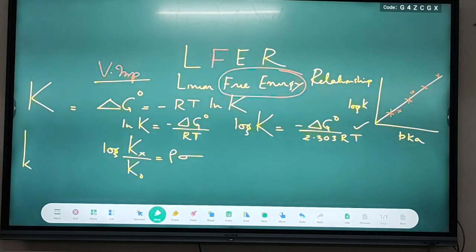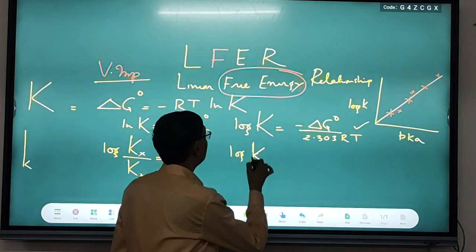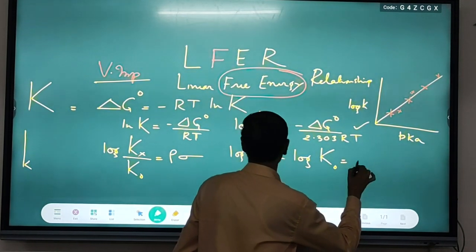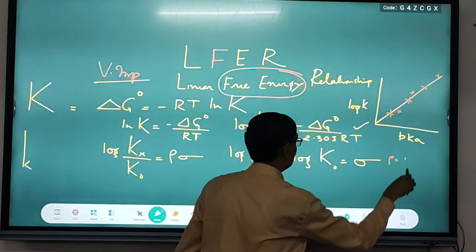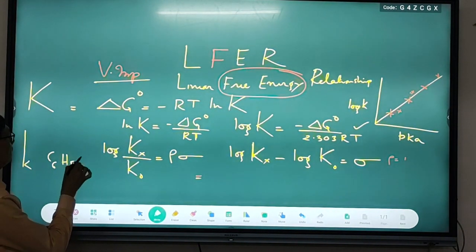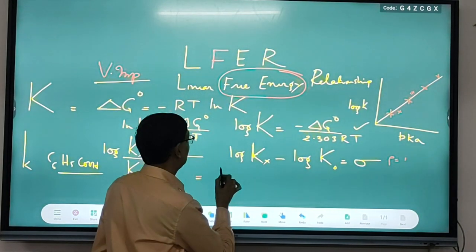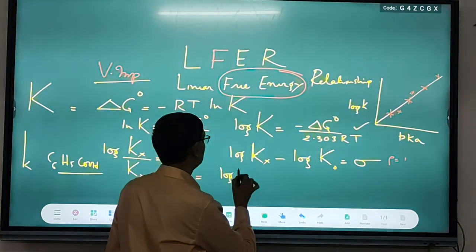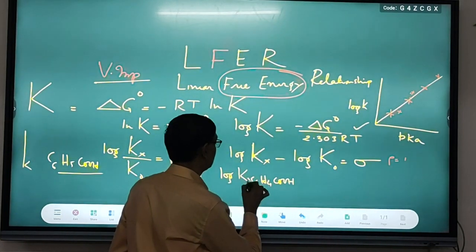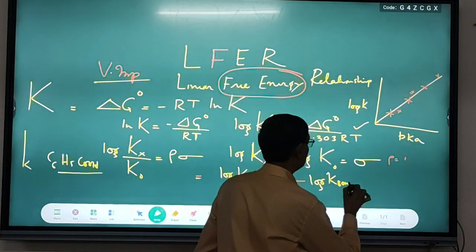Very simple. So if I write here log of Kx minus log of K0 is equal to, if I take benzoic acid, C6H5COOH, just if I take benzoic acid, so I can write here log of K of C6H4COOH, which is actually substituted with X, minus log of K of benzoic acid.